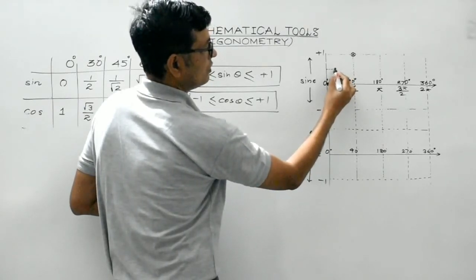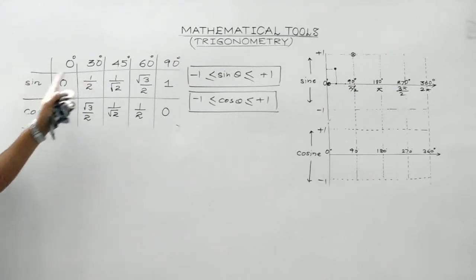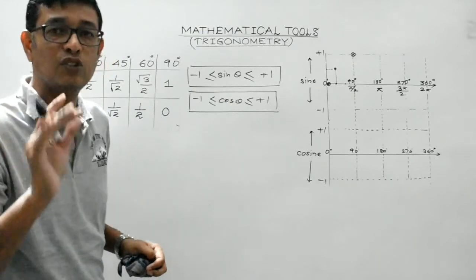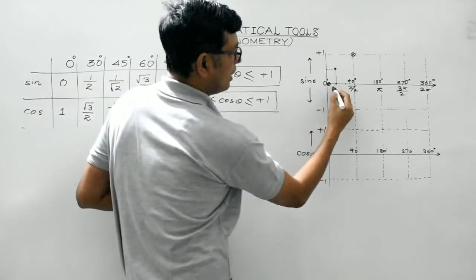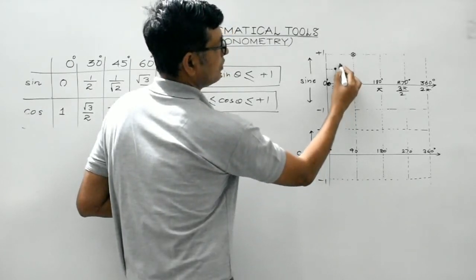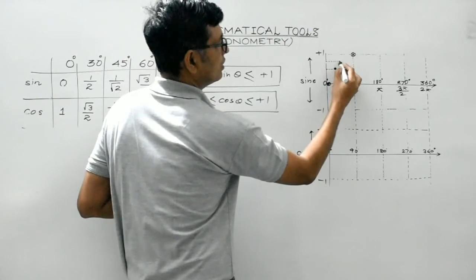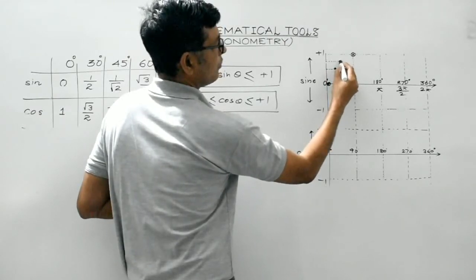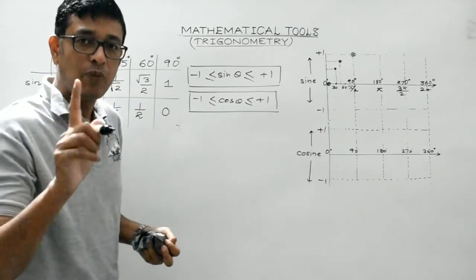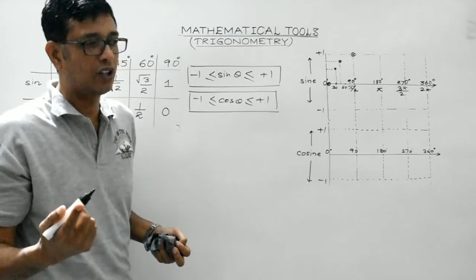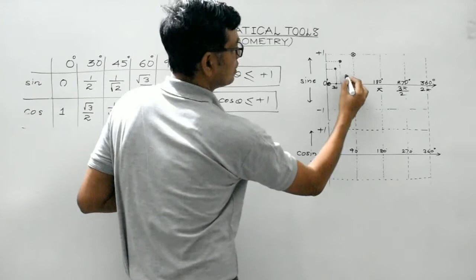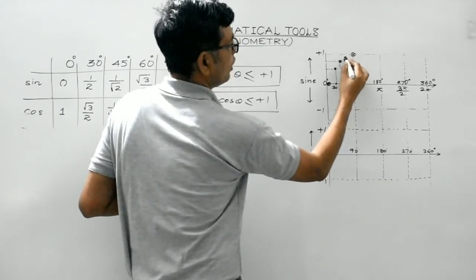Then sine 45 degree is 1 by root 2. Students, 1 by root 2 is 0.707. So sine 45 degree would lie between 30 and 60, somewhere over here, 0.707. Then sine 60 degree is root 3 by 2. Root 3 is 1.732 divided by 2, so it will give us about 0.85. So sine 60 degree is 0.85, somewhere over here.